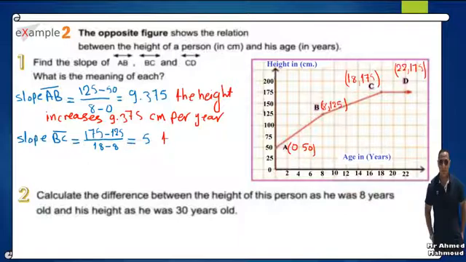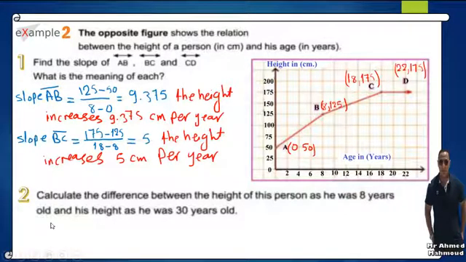The height increases 5 centimeters per year.